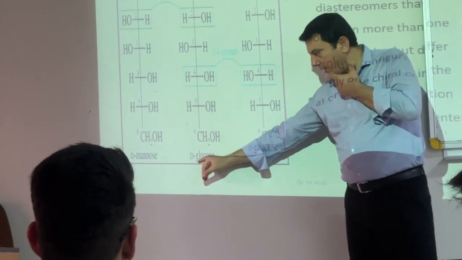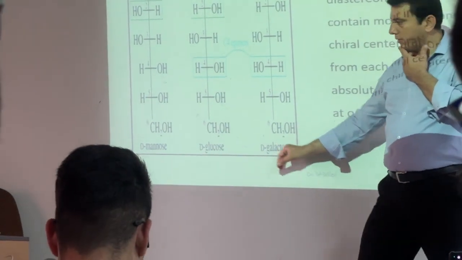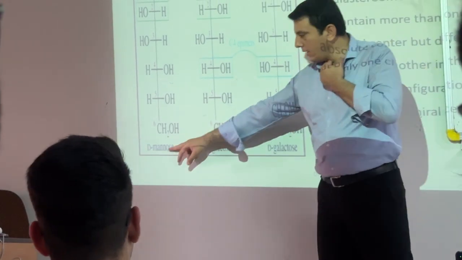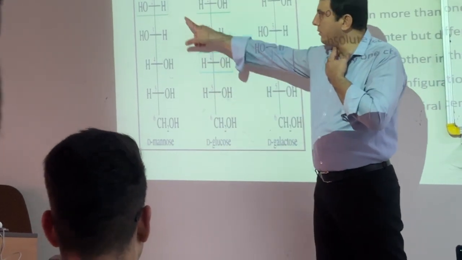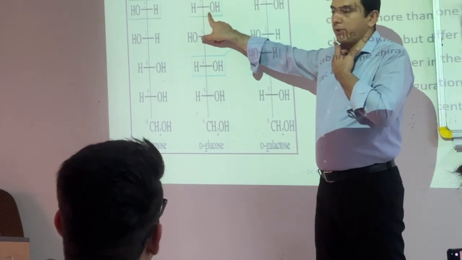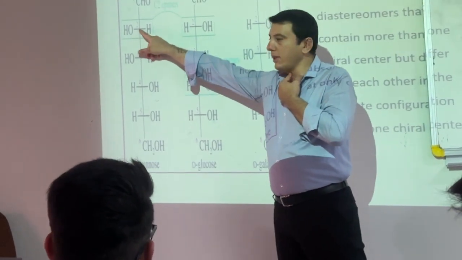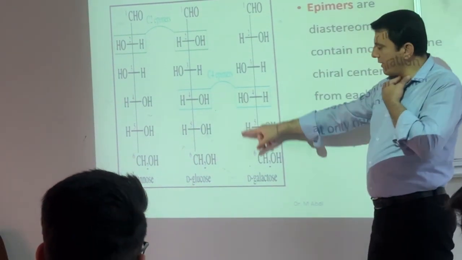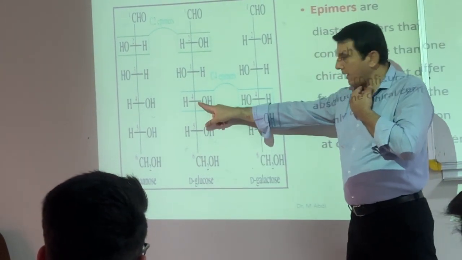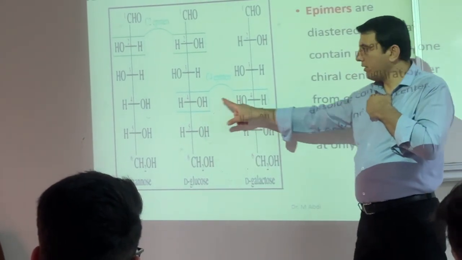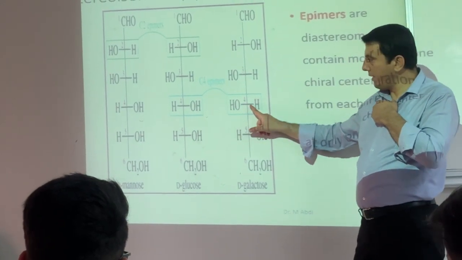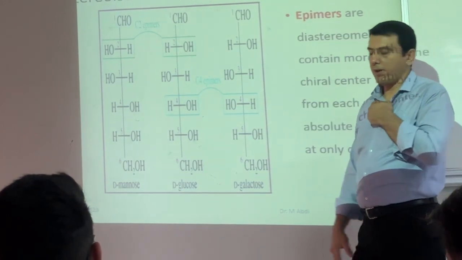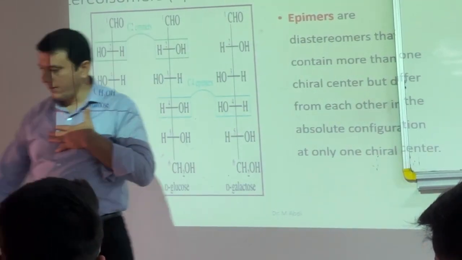For example, D-glucose and D-galactose, D-glucose and D-mannose. The difference between D-mannose and D-glucose is the direction of the OH group on carbon number 2. The difference between galactose and glucose is the direction of the OH group around carbon number 4. The only difference between the two types of sugars.